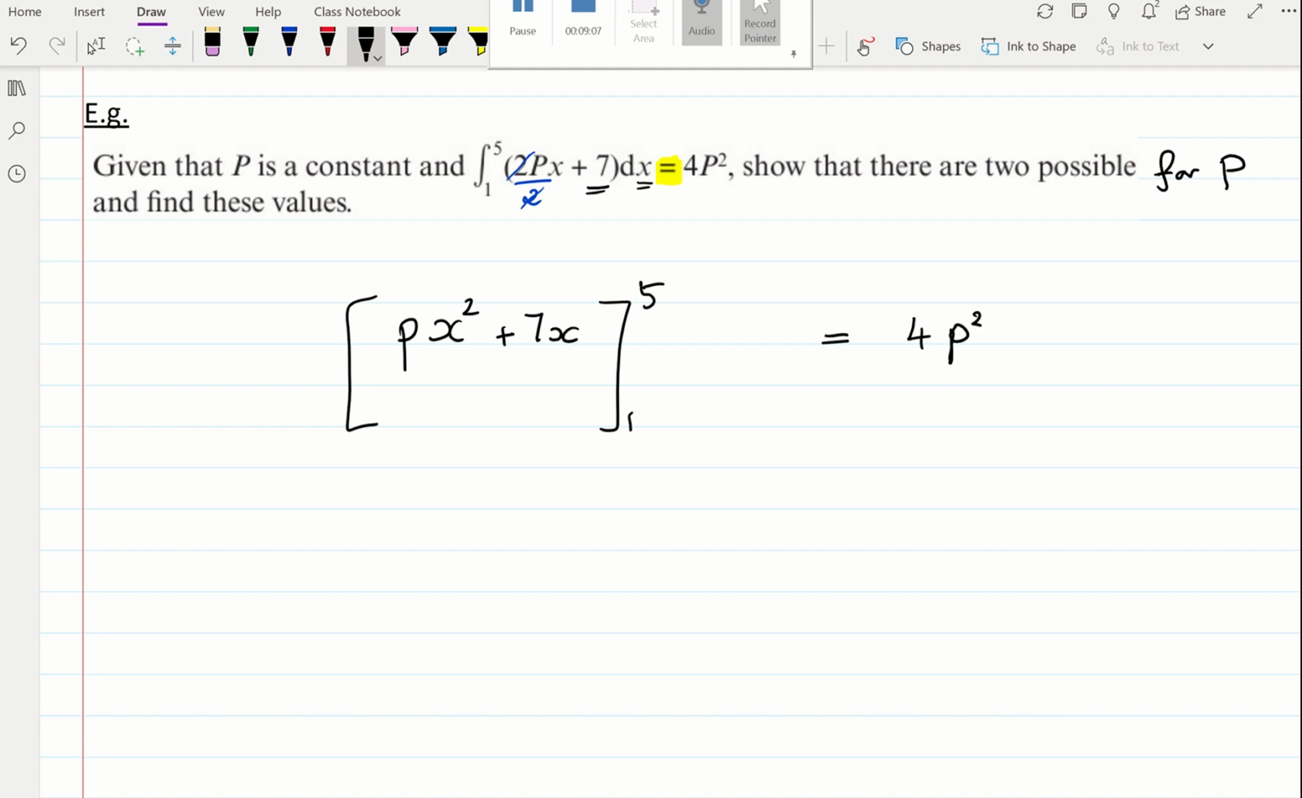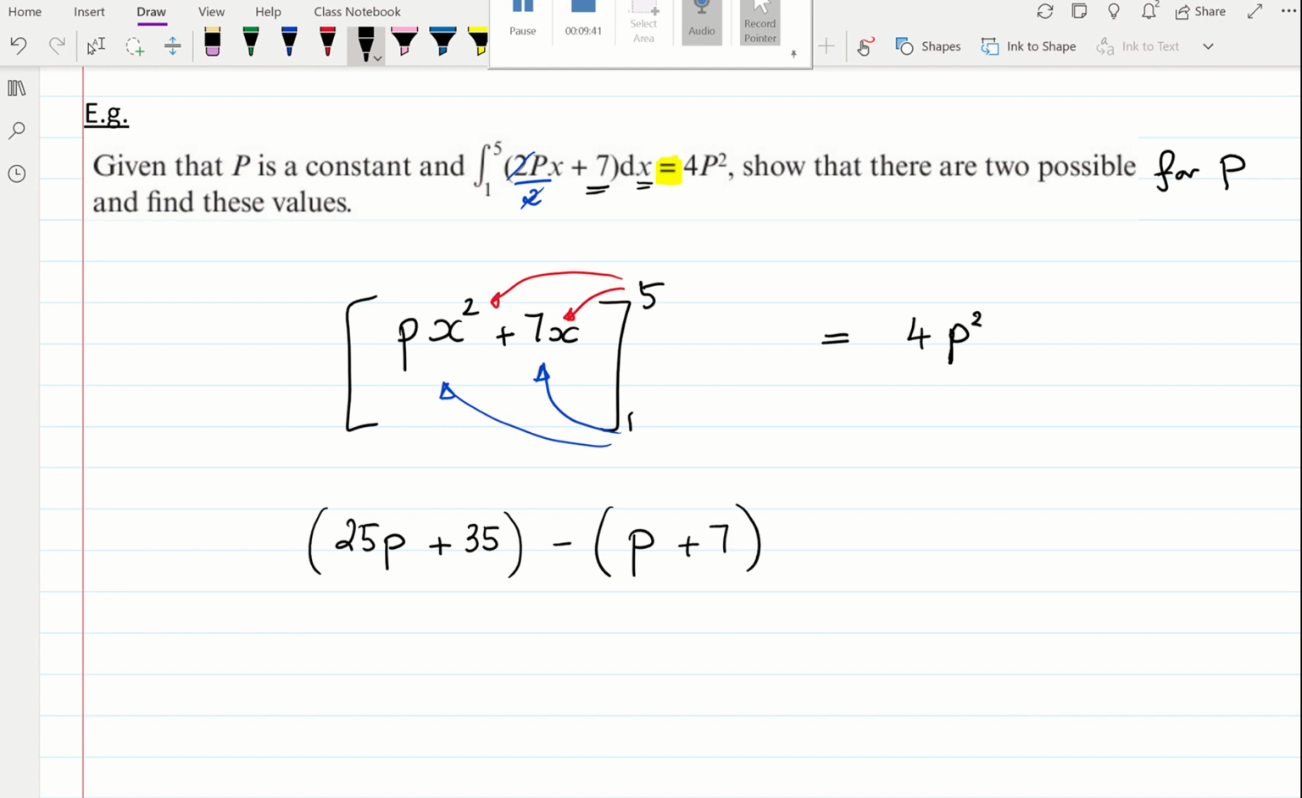So when I substitute 5 into x squared, it gives me 25p. And then when I substitute the 5 into the 7x, it gives me 7 times 5, which is 35. And then I'm going to subtract, and I'm going to substitute the 1 into both terms. So this is 1 squared is 1 times p is p. 1 times 7 is 7. Now remember, you're subtracting everything. You're subtracting the p, you're subtracting the 7.